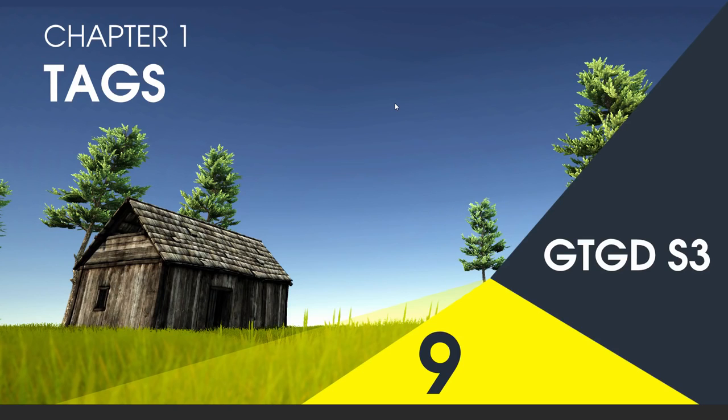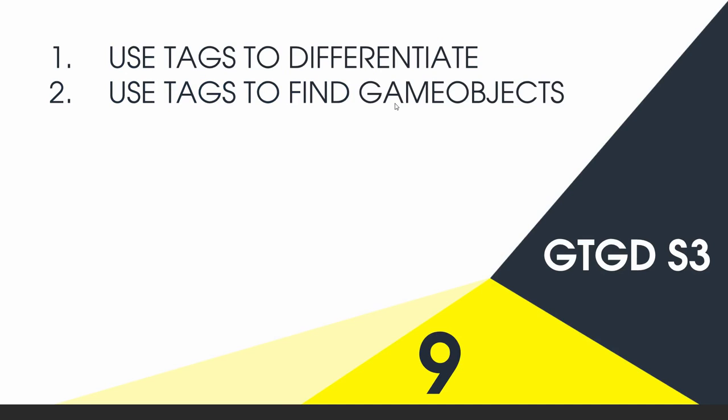Welcome to video 9 in series 3, and in this video I'll show you how to use tags to differentiate between game objects and also find game objects that have that tag.